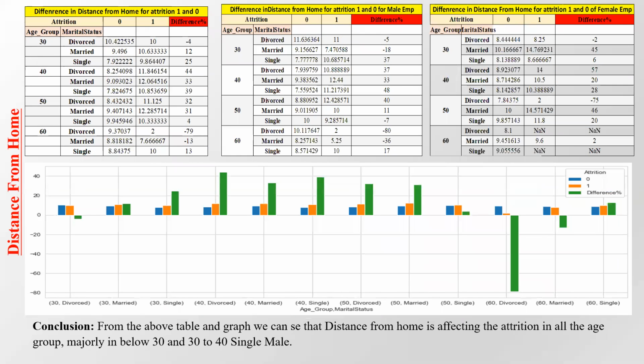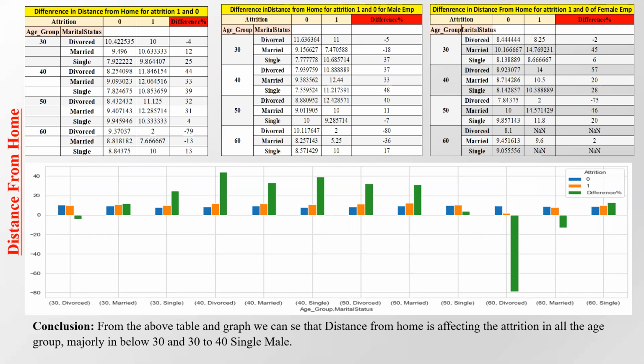In this slide we have done the same thing. We have divided the data in terms of male and female on the basis of age group, and we have found the difference in the commute distance between office and their home. We have seen that in the under 30 age group, there is a 25% rise in the distance between the employees who have left the company and those who are still working. For the employees who are still working, the average distance is 7.9, and for those who have left, it is around 10 kilometers.